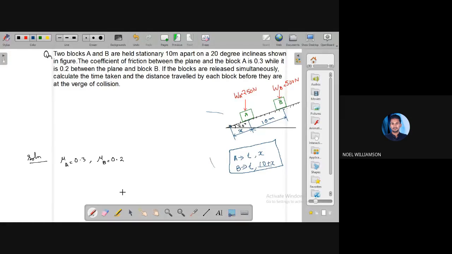First of all, we will consider individually the free body diagrams of A and B.